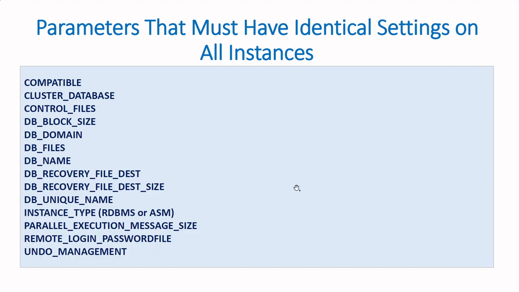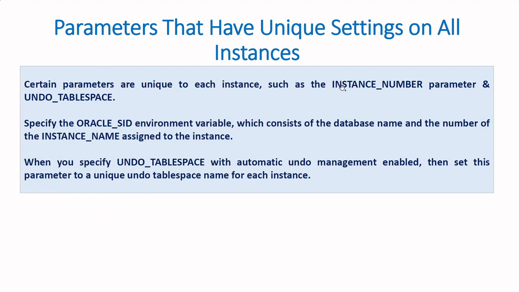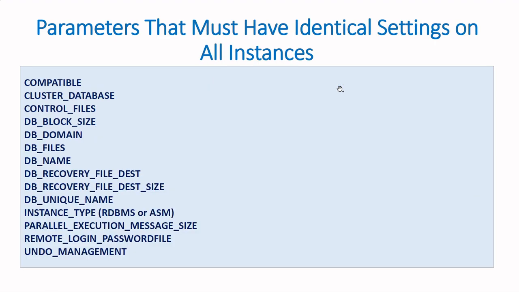However, there are some parameters which need to have identical settings, such as compatible, cluster_database, control_files, db_block_size, db_domain, db_files, db_name, db_file_name_convert, db_recovery_file_dest, db_unique_name, instance_type, remote_login_passwordfile, undo_management. These are all the parameters that need to have the same settings across all of your clusters. So if somebody asks you what are the parameters that should have identical values across the cluster, you can find out that these are the parameters that need to have the same values. These are some of the parameters that need to have unique values across the cluster.